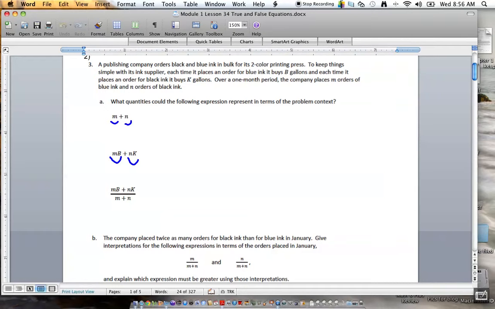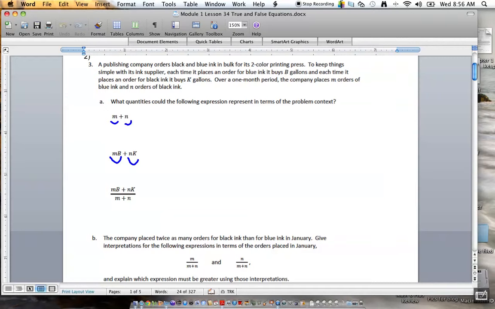What would that be? Let's break it down piece by piece. What's MB? M is the number of orders of blue. And what is B? The amount. The gallons, the amount of blue. So when I do M times B, I'm figuring out the total number of gallons of blue. So what's N times K? Total number of gallons of black.